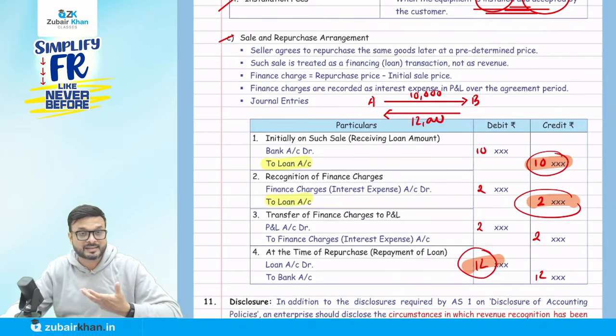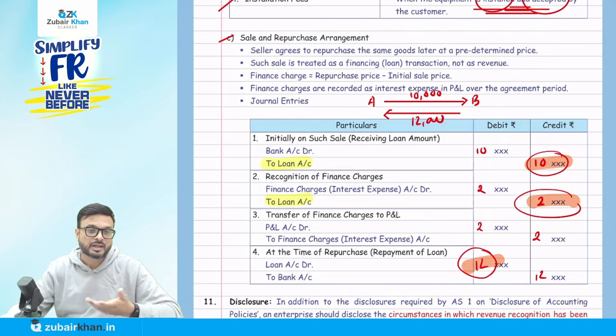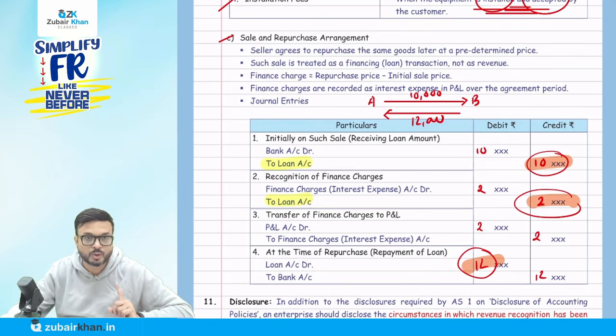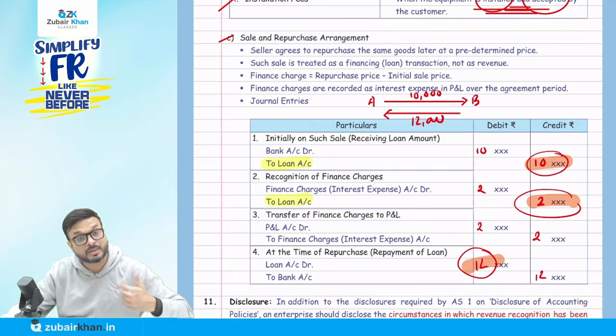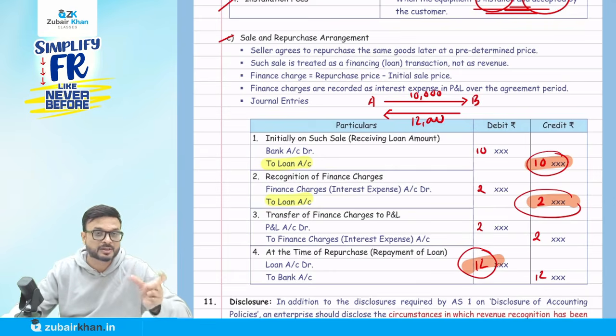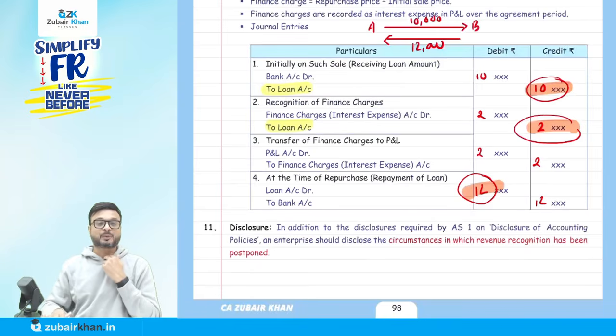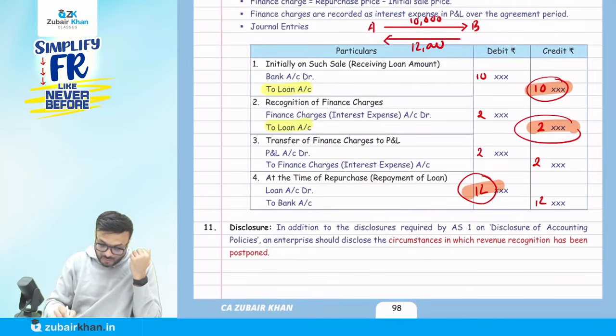So we are calling it a sale, but I'm selling you something and repurchasing it at a higher value because I need funds. That's why I recorded sales in my books of account, and then again I repurchase from you. AS 9 says don't do that. It will be recorded as a loan taken and repayment of loan. So how much loan did I take from you? 10,000. How much am I repaying you? 12,000. The 2,000 will represent what? Interest.